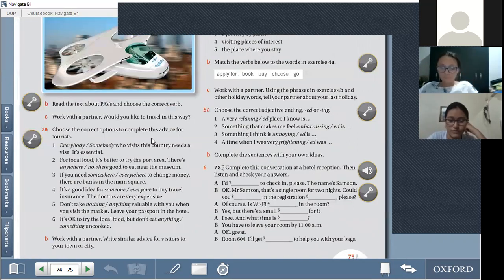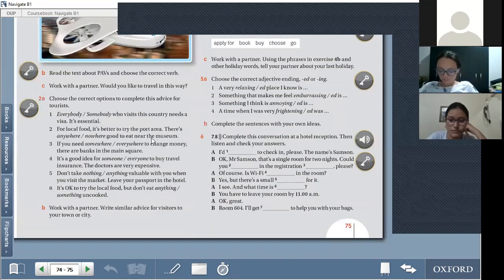Now, the question for you: would you like to travel in this way in the future? Try to use the chat section in order to answer that question. Would you like to do it? Why? Why not?